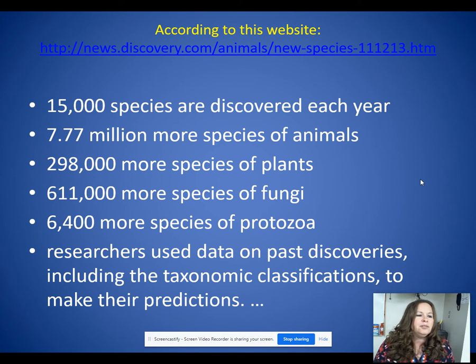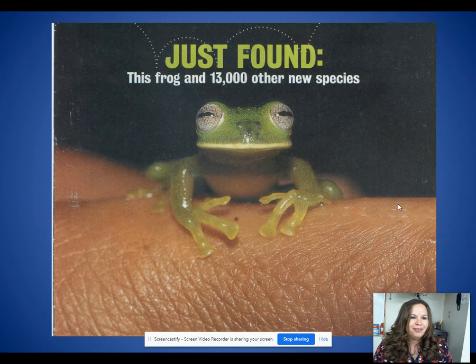According to this website, there's about 15,000 species discovered each year. That's a lot. So that's a lot to keep track of if we're always adding that many more species all the time. There's currently about 7.77 million more species of animals, 298,000 more species of plants, 611,000 of fungi, and 6,400 more species of protists, or what we call protozoa. And researchers use data on past discoveries, including classification, to make these predictions. So we've got a ways to go. There's more organisms out there to discover.